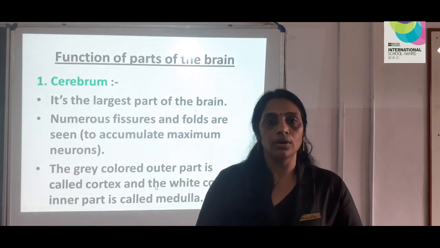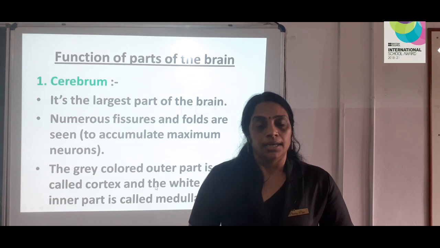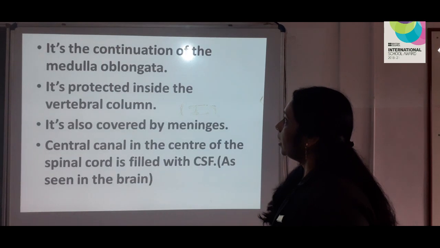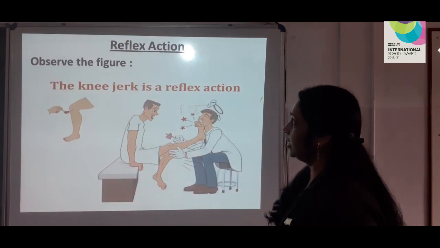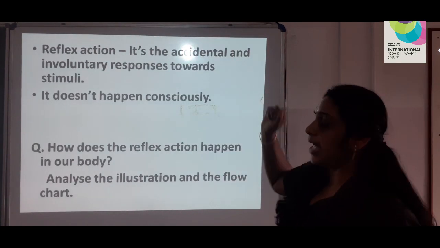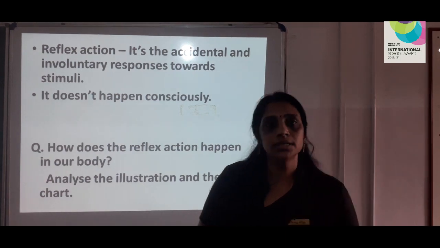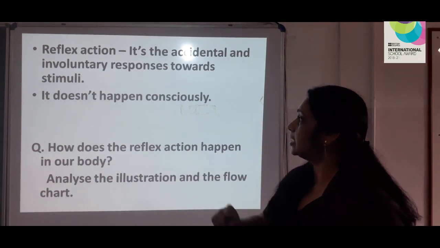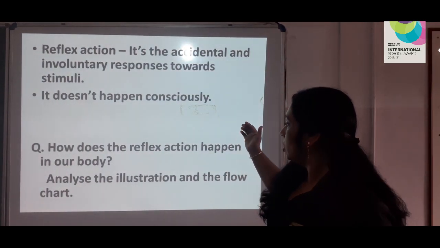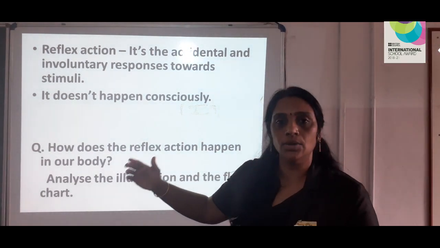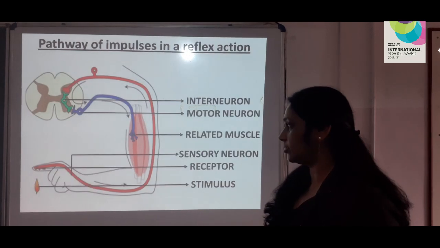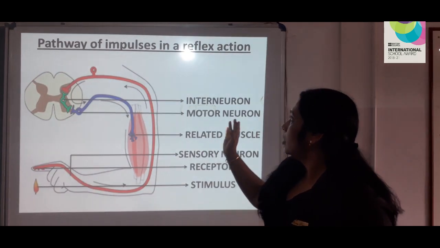Now we will be switching on to the third part, and that is reflex action. In the reflex action already we have studied that it is the accidental and involuntary responses towards stimuli, and it doesn't happen consciously, isn't it? And what will happen to our body when such reflex actions take place? So we can analyze the illustration in the form of a flow chart.